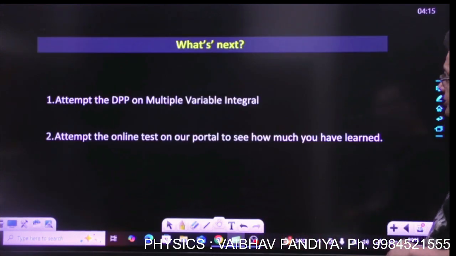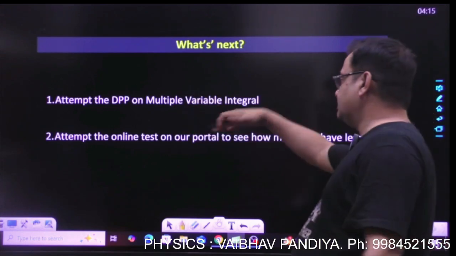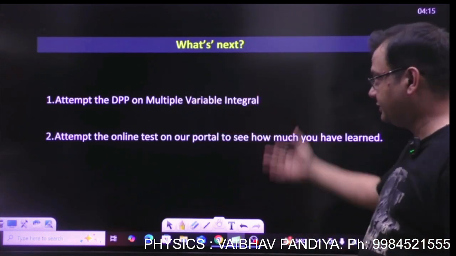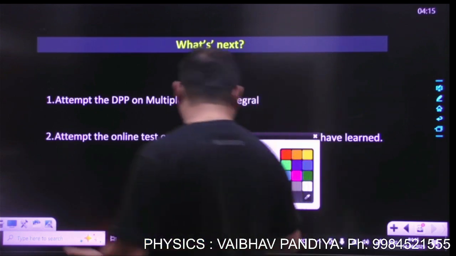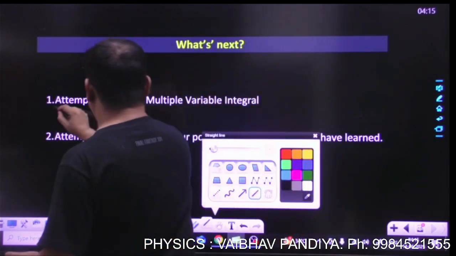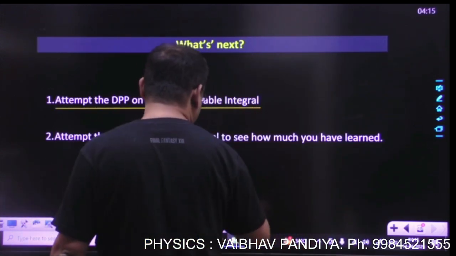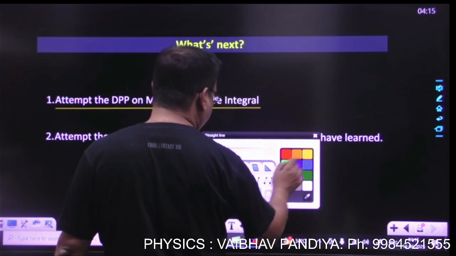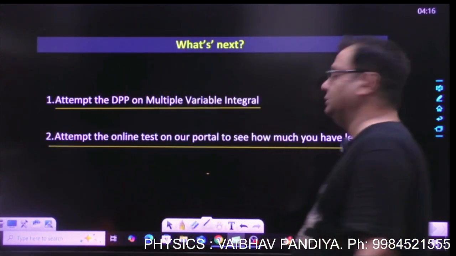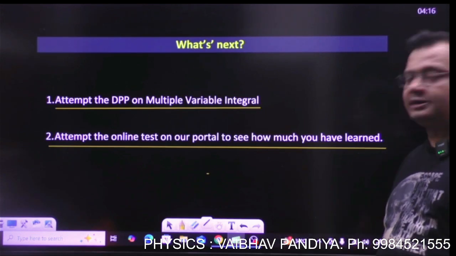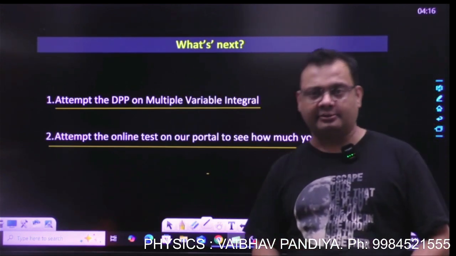Now what's next? You can attempt the related DPP involving some problems on multiple variable integrals, double integrals and triple integrals to have more fluent practice over such problems. And then after doing the DPP, you can attempt the online test on our portal to see how much you have learned. Okay, so here we are completing this topic, multiple variable integration.